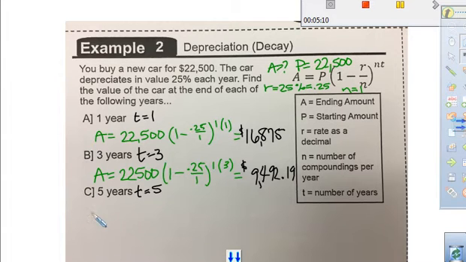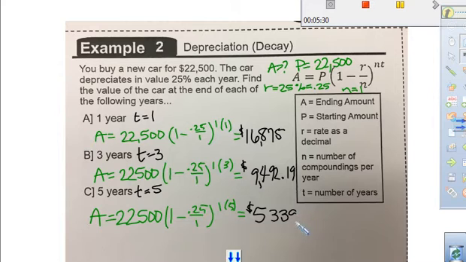So let's see what happens if we add another 2 years into the equation. We're going to just change our exponent. So 1 minus 0.25 over 1, to the 1 times 5. And that gives us 5,339.36. And remember, these are all talking about money because we want to find the value of the car, which is how much it's worth. So this dropped by almost 4,000, so it's not losing as much because it's decay. It's going to approach an asymptote where it gets closer and closer to a certain number.